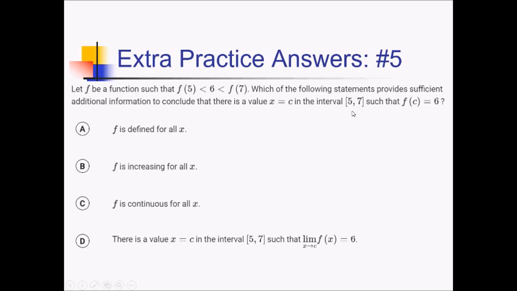Now, this theorem has two conditions. One of them is that the value you're looking for has to be sandwiched between the beginning and the ending y values. That's what this f of 5 less than 6 less than f of 7 statement is all about. f of 5 is the first y value, f of 7 is the last one, and we're saying 6 falls somewhere in between those points.